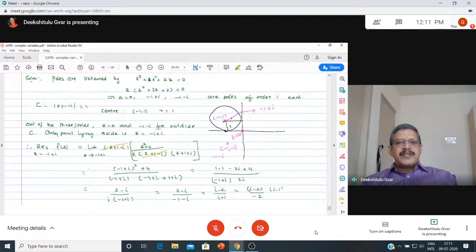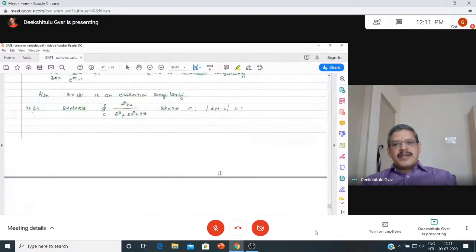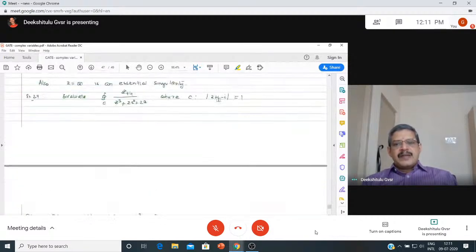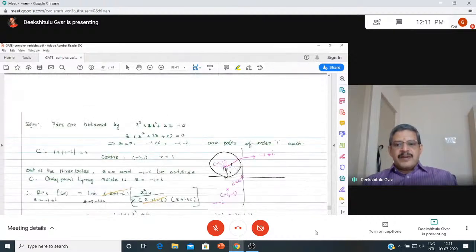So let us see the geometry of that. The region is mod z plus 1 minus i equal to 1. That means the center of the circle is minus 1 plus i and radius 1. So minus 1 is this point, radius is 1. So the circle lies like this. And where are these points? Geometry, if you consider the points. So you can verify in two ways, as I said.